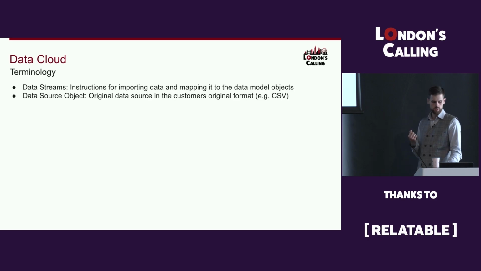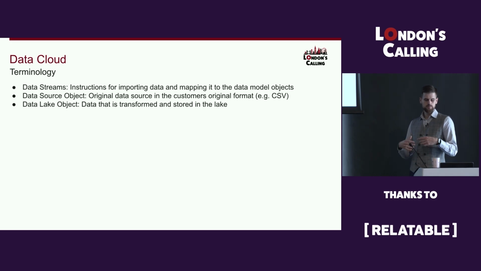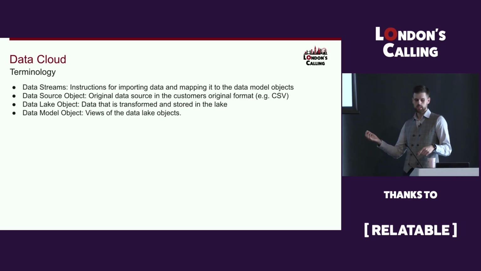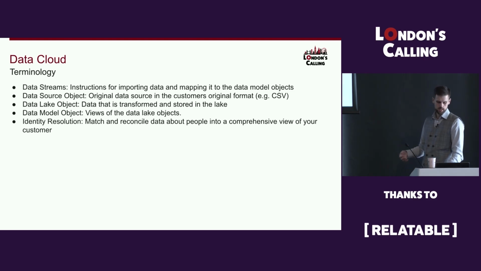So, touching on Data Cloud 101 terminology, we have the data streams, which are generally metadata, how we import data into Data Cloud. We have data source objects, the original format coming into Data Cloud. On top of this, we have data lake objects, where we keep transformed data in Data Cloud. To make it even more complex, you can then have a view of how you represent this raw data from the lake objects, and we call them model objects.